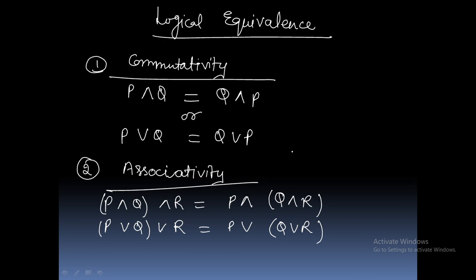Second is associativity. In case we take three conditions, P, Q, R. If we take P and Q in bracket and R outside of the bracket, that will be equal to P outside of the bracket and Q and R in the bracket. Likewise, P or Q in bracket or R outside of the bracket is equal to P or, in bracket, Q or R.